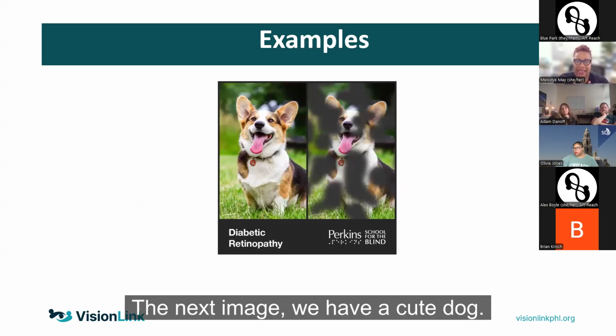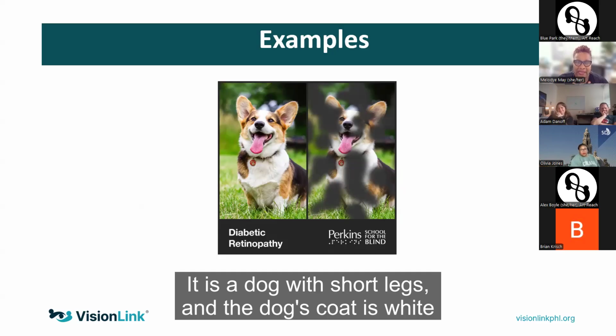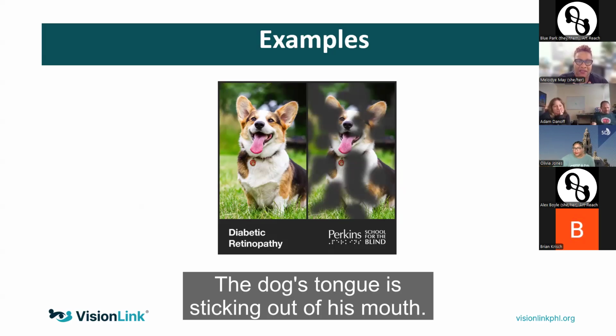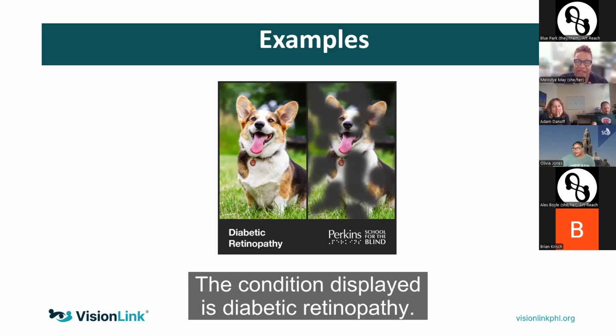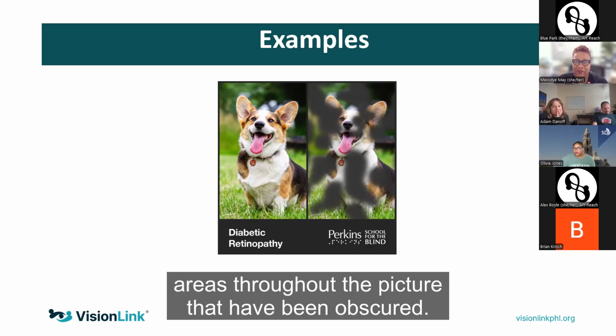The next image, we have a cute dog. I think he's cute. It may be a girl. It is a dog with short legs, and the dog's coat is white with black and brown splotches. The dog's tongue is sticking out of its mouth. His ears are perked up. I believe this is a corgi dog, sitting in the grass. The condition displayed is diabetic retinopathy. And in this image on the right, there are black, oddly shaped areas throughout the picture that have been obscured.